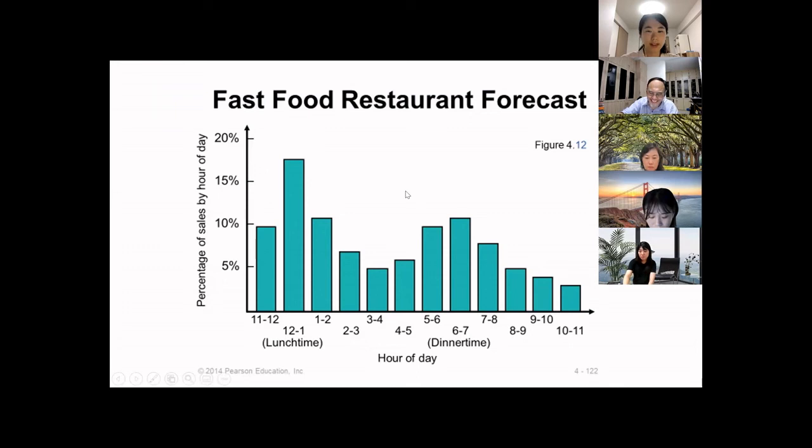Mochiron. Katakana. So this is forecast for restaurant.